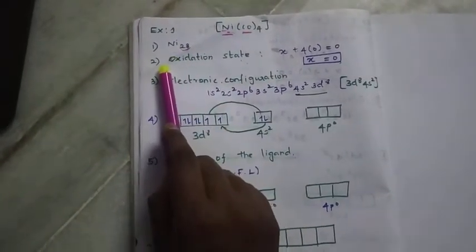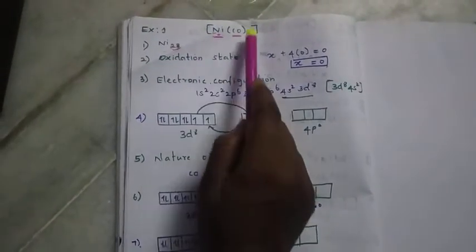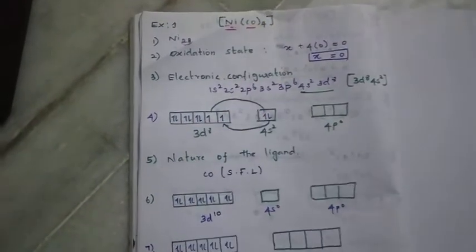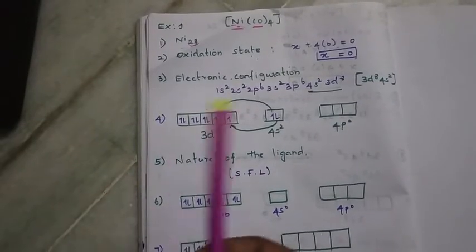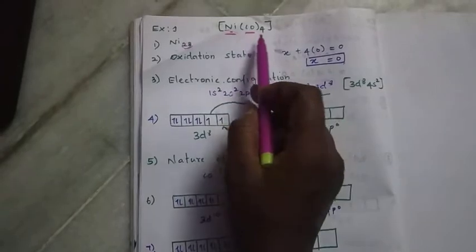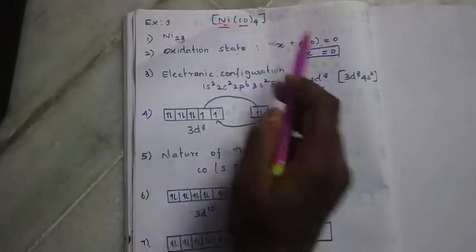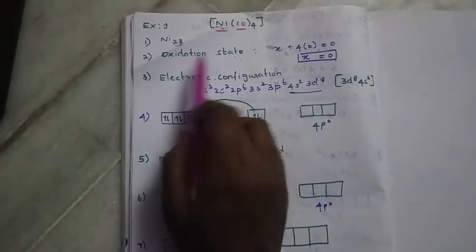The second step, we have to find out the oxidation state of the central metal atom. Here, this is a carbonyl group and it is a neutral ligand. Neutral ligand means there is no plus charge and minus charge, so it carries the zero oxidation state. If you do the simple calculation, nickel also will carry a zero oxidation state. We have found out the oxidation state.